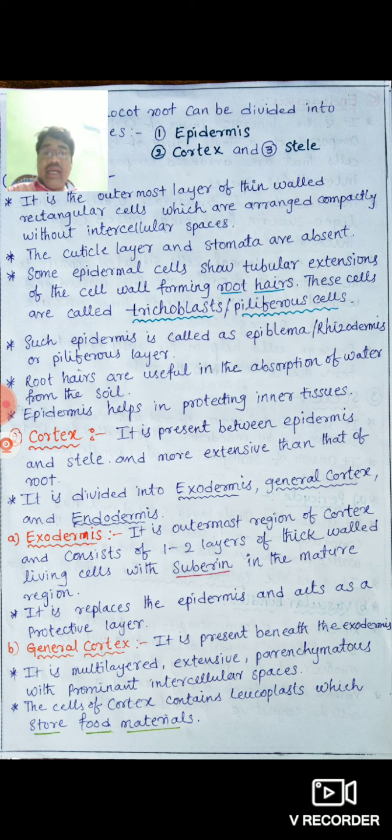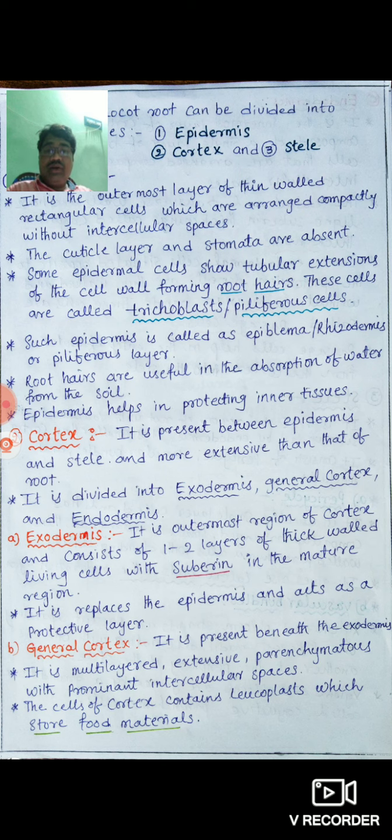The cuticle and stomata are absent in the monocot root. In a dicot root, the cuticle layer is present on the surface of the epidermis. The stomata are also present. Okay. Now, some epidermis cells show tubular extension of the cell wall forming root hairs. These cells are called trichoblasts or piliferous cells.